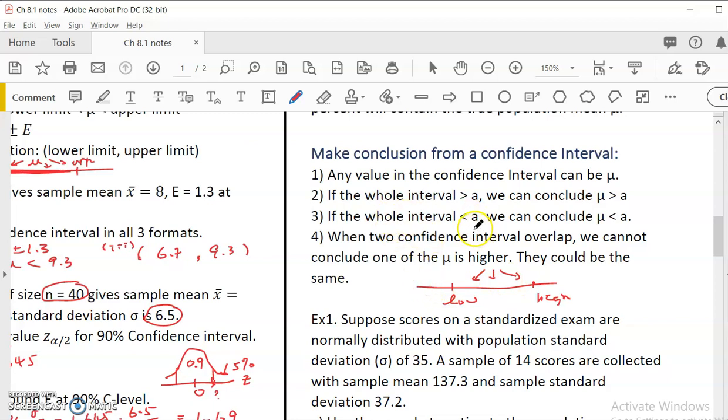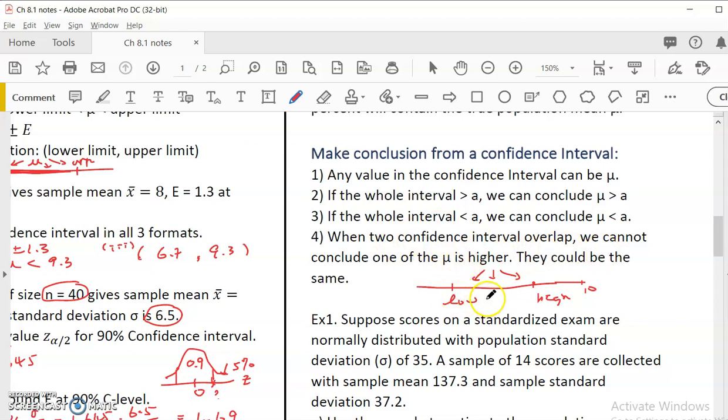If the whole interval is less than a number, so for example, this is 4 and this is 7 and 10 is here, then any mu that can happen would be lower than 10, right? Then we can conclude mu is less than that number. So when two confidence intervals overlap, we cannot conclude one is higher.